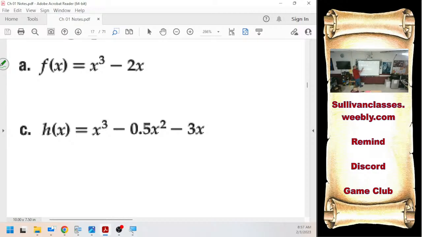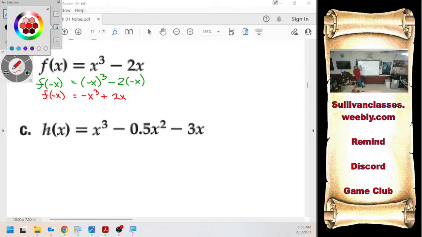Well, if I try negative x in there, what do I get? This is also why we need to have parentheses. It becomes a negative x cubed, a positive 2x. Compare that to the original. Aren't the signs just swapped?